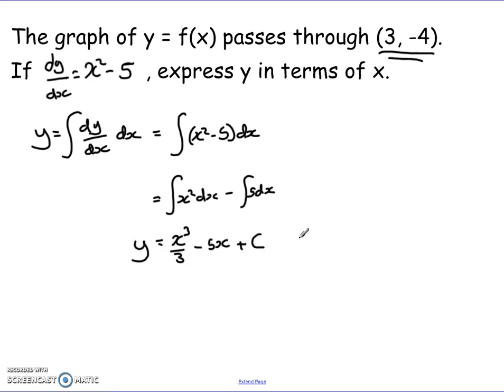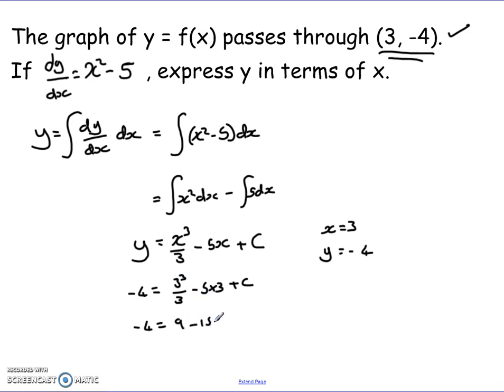We know that y equals that. Now this is the point where we have to start thinking about getting a particular solution. Because it goes through that point, we know that when x equals 3, y equals negative 4. So what we do with the values now is substitute these into the equation and find our constant of integration from that. We know then that negative 4 equals 3 cubed over 3, take away 5 times 3, plus c. Let's turn that into a simple, nice little linear equation to find c. So negative 4 equals 3 cubed, which is 27, divided by 3 is 9.